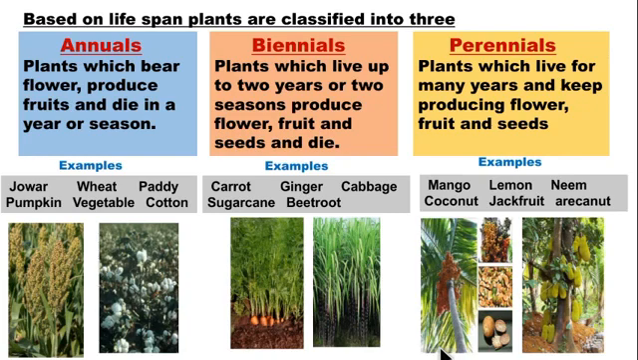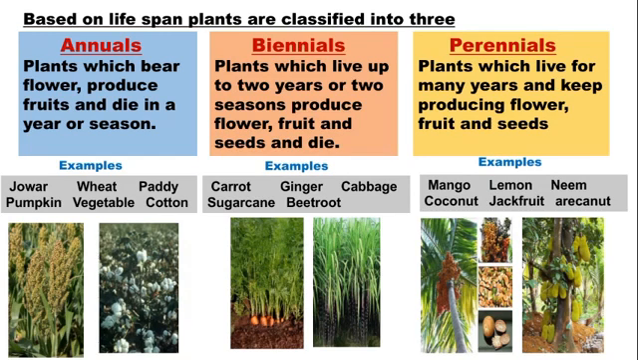So next point, based on the lifespan, plants are classified into three. We have learnt human beings and animals lifespan. Now based on lifespan, plants are classified into three. Those are annuals, biennials, perennials. Plants which bear flower, produce fruits and die in a year or season are called annuals. For example, jowar, wheat, paddy, pumpkin, vegetable, cotton.